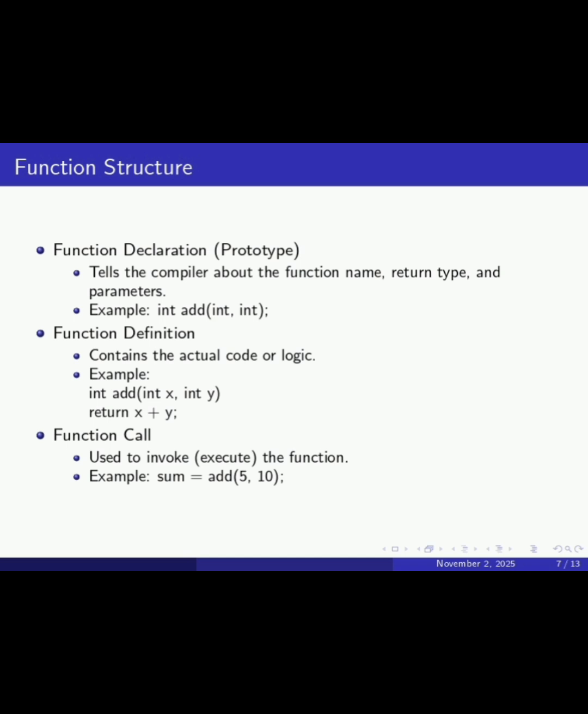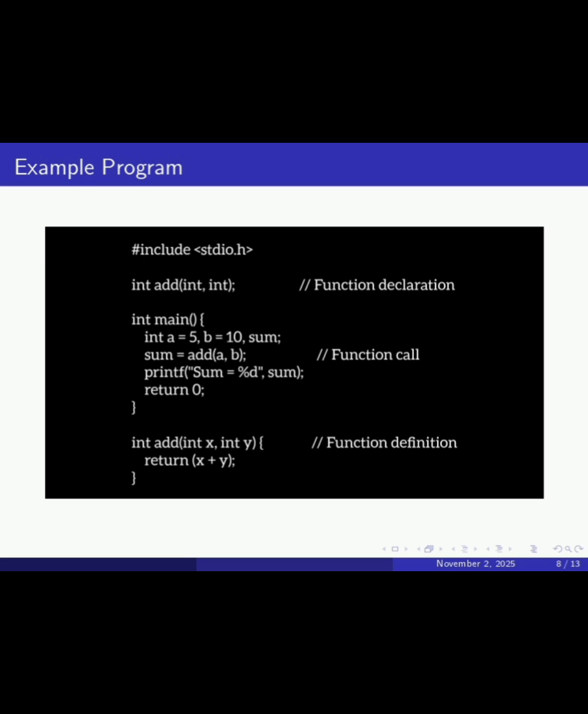Next, function call. Function call is used to invoke the function. We use the function in the main program by calling it. For example, sum = add(5, 10). When the function add(5, 10) is called, control jumps to the function definition, executes it, and returns the result, which is then printed. Let's take an example to understand the structure of a function in C. Here the add function is declared, defined, and then called inside main to calculate the sum of two numbers.